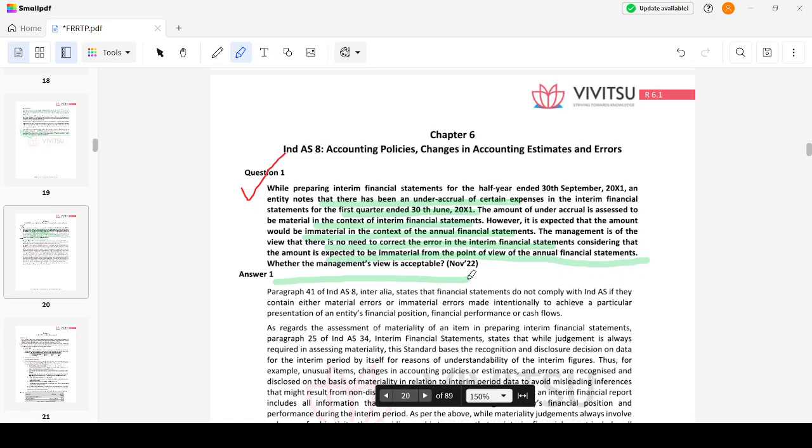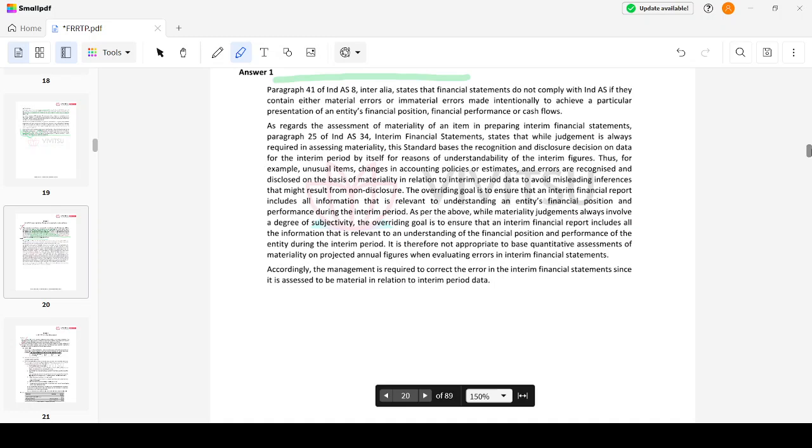What does it state? There is an error identified in the interim financial statement. The management says that this will be immaterial from the point of view of the annual financial statement, and it is unwilling to correct it. So the view is that there is no need to correct it. Whether this view is acceptable, what is your view? Let's try it out. Correct it. Whenever there is an error, we have to correct it, right?